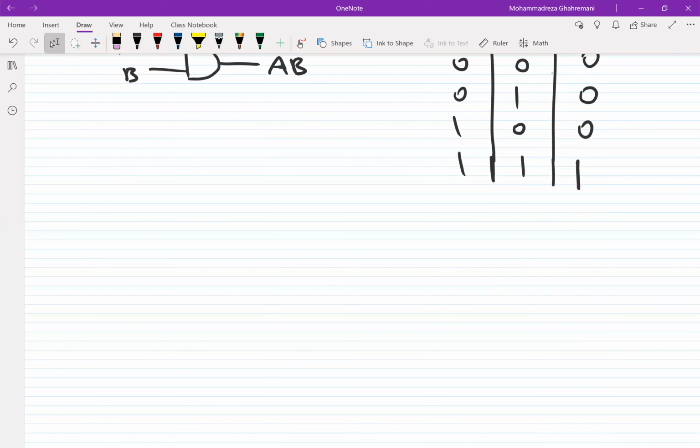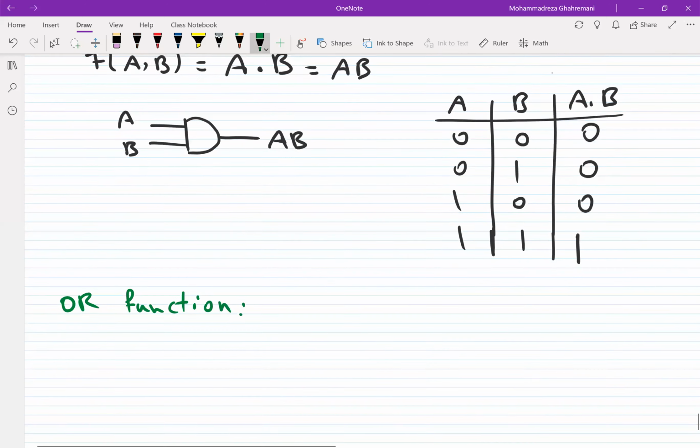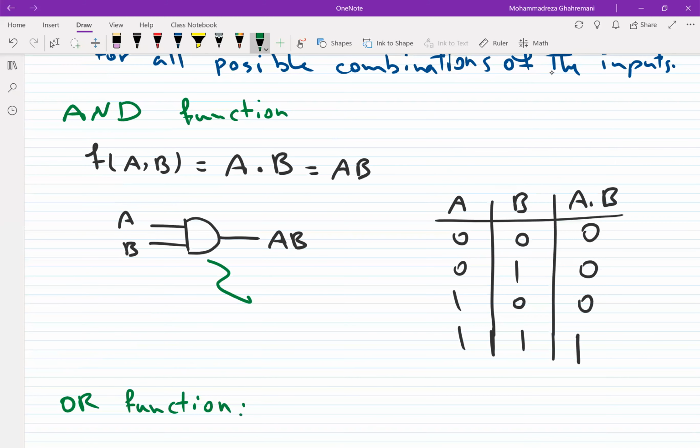The next function is OR function. By the way, we call this symbol AND gate. So the physical device which implements the AND function is called AND gate.